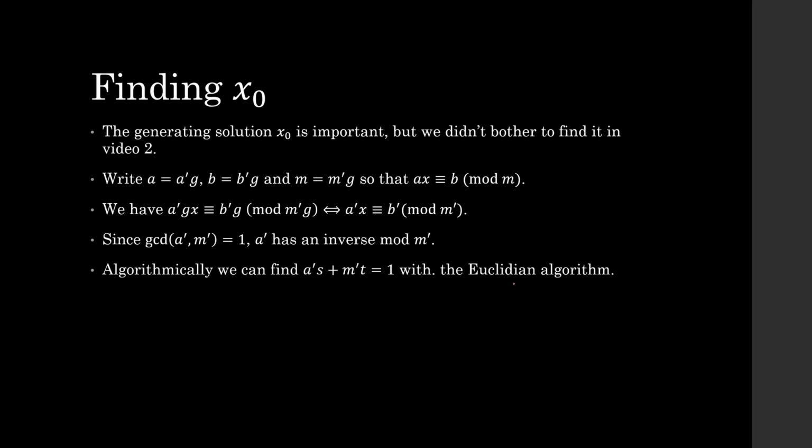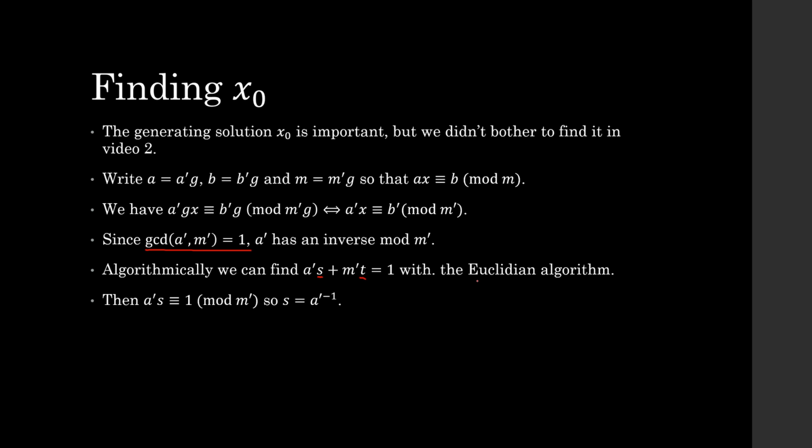So algorithmically, the way we can find the inverse is to first find s and t for a prime times s plus m prime times t equals 1. We know that such s and t exist because they're co-prime. And that's Bezout's lemma. We can find those by using the Euclidean algorithm. Remember, you can do the Euclidean algorithm to find the greatest common divisor, but if you reverse the steps, you can find the linear combinations that get you to the greatest common divisor. So it would give us s and t.